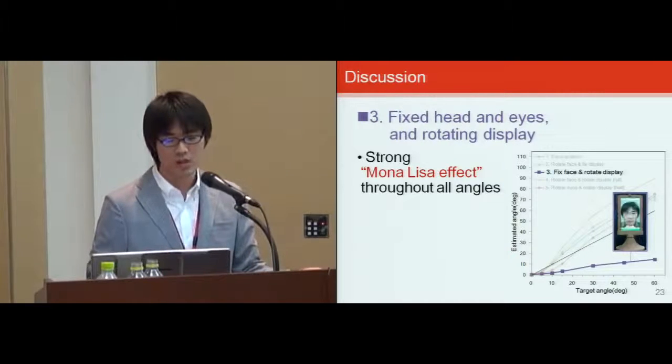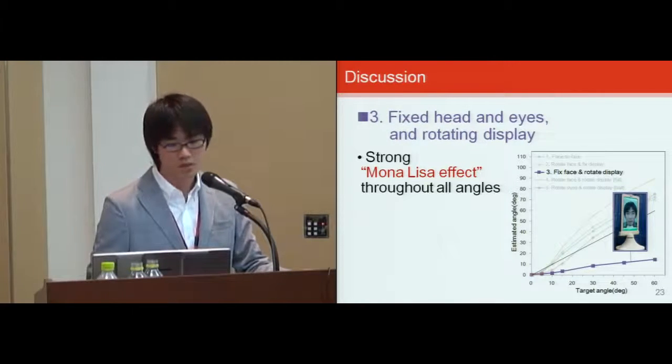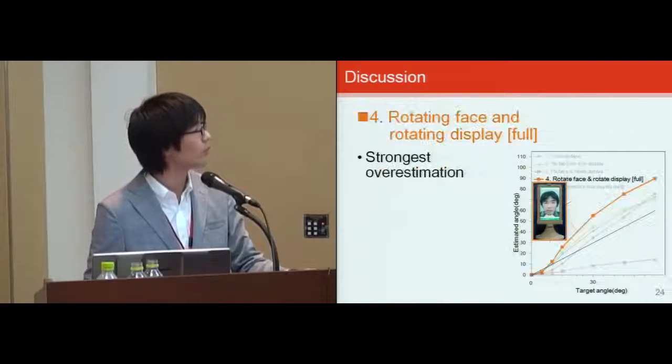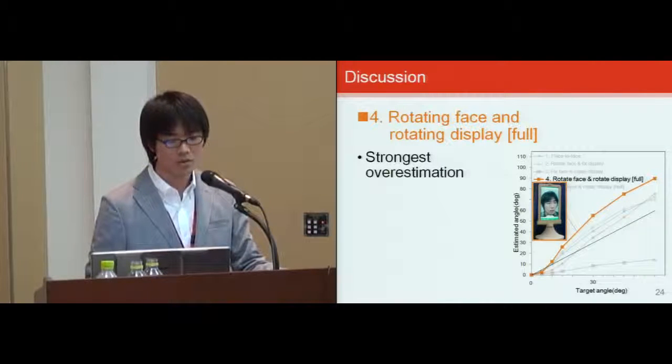Condition 3 shows the strong Mona Lisa effect throughout all angles. In other words, regardless of the target angles, the subject's estimation remained almost 0 degrees. In condition 4, we observed the strongest overestimation.